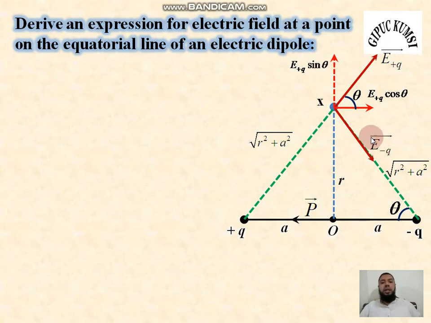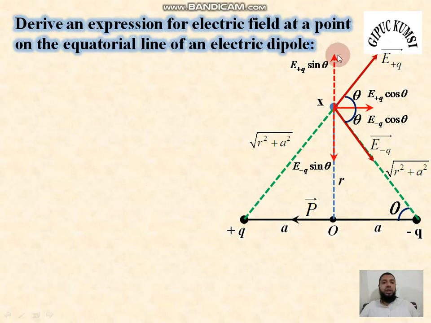Similarly, if I resolve E minus Q into its perpendicular components, then the horizontal component is E minus Q cos theta and the vertical component is E minus Q sin theta. Now here we can observe E plus Q and E minus Q both have the same magnitude, 1 by 4 pi epsilon naught Q by r square minus a square. The magnitude is the same but the directions are opposite.